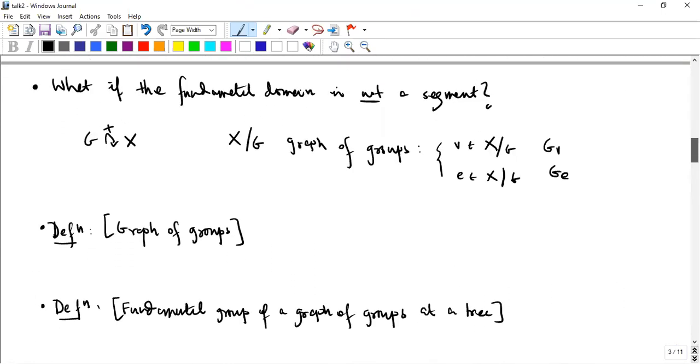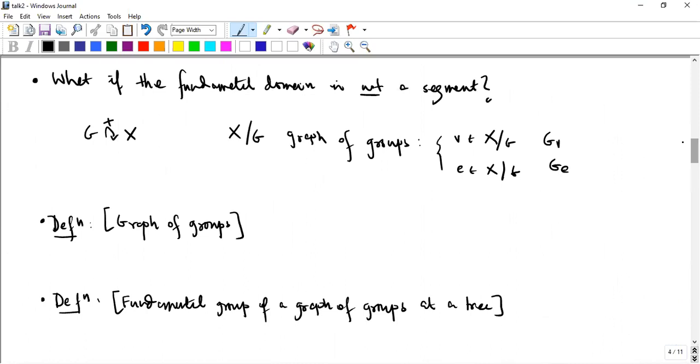Okay, so what if the fundamental domain is not a segment? G is acting on a graph, let's say a tree, I don't care. G is acting on a tree without inversions. What if X by G is not a segment? It can be something else. It can be a tree, or it can be something different. I mean, it can be a general graph. What then? Our theorem does not apply. Well, you can have a generalization of this theorem.